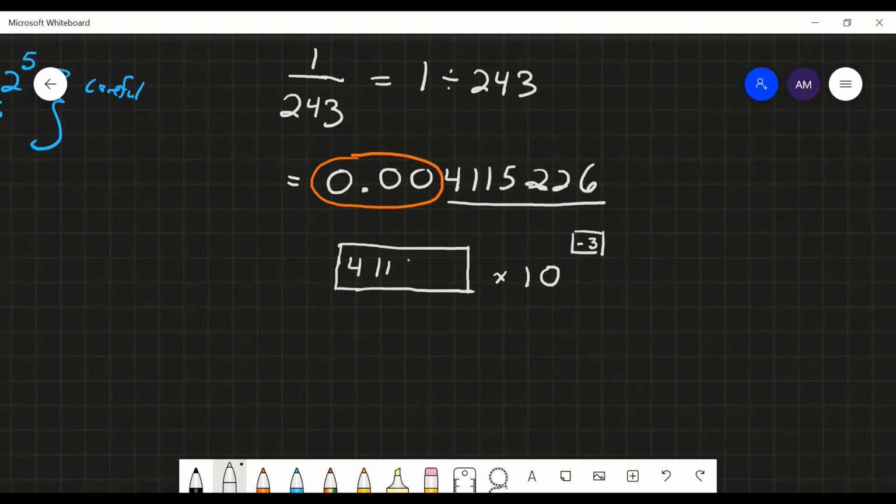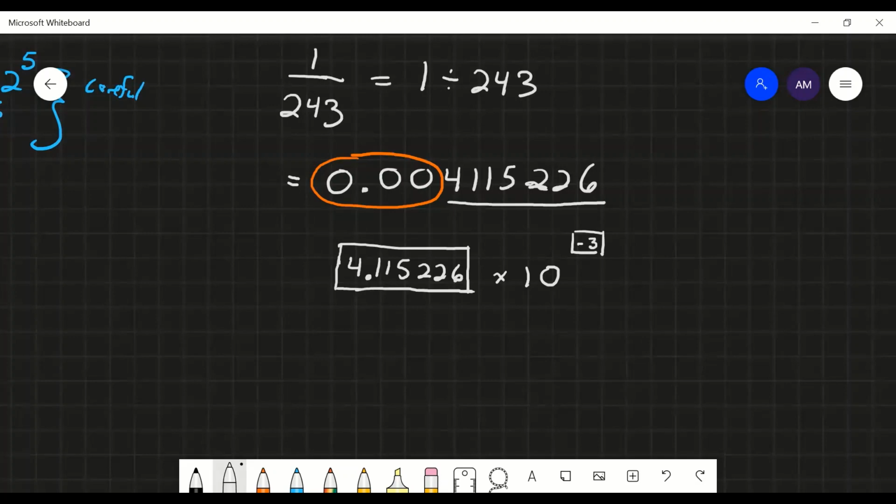4, 1, 1, 5, 2, 2, 6. And for scientific notation, you always have to put the decimal after the first digit. Why do we have to do that? Well, we don't want to have two different answers that mean the same thing. So in scientific notation, you'll never see two different scientific notations that equal the same value. And that's why it's more standardized, I suppose.